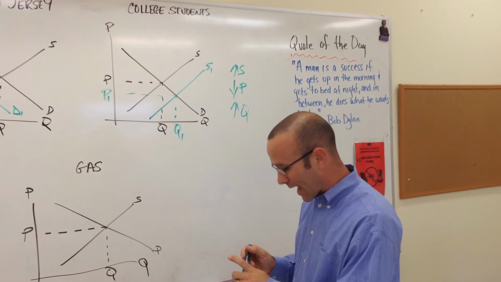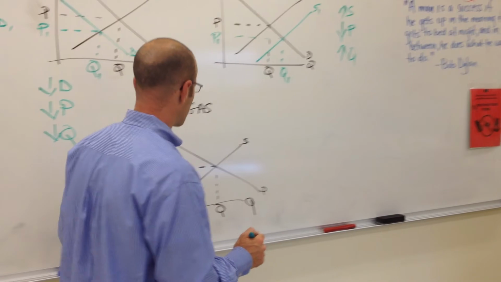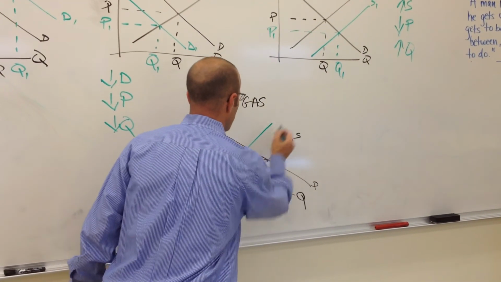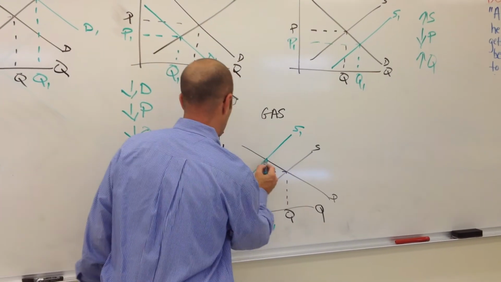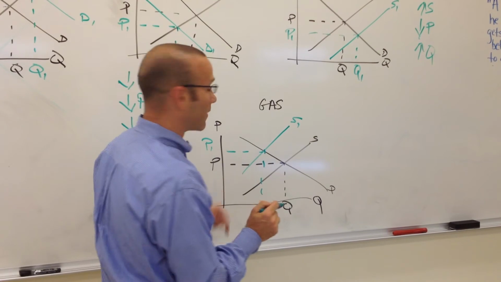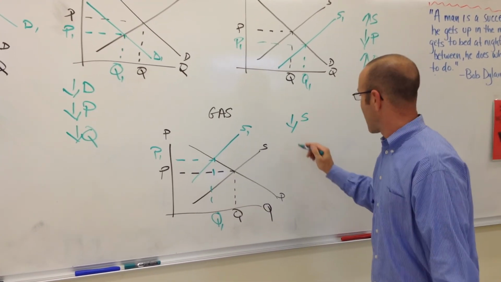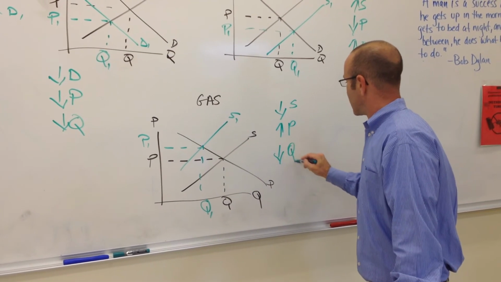Now, the last one, we got gas. We know that gasoline in the summer has heavier EPA regulations. So what do regulations do to the supply? They decrease it. Okay, you draw the new supply curve. S1, label your new equilibriums. I get Q1, I get P1, and now we can do our analysis. When the supply decreases, the price will increase and the quantity decreases.